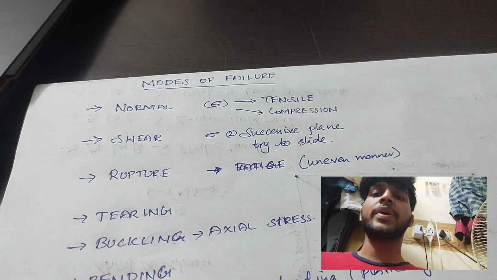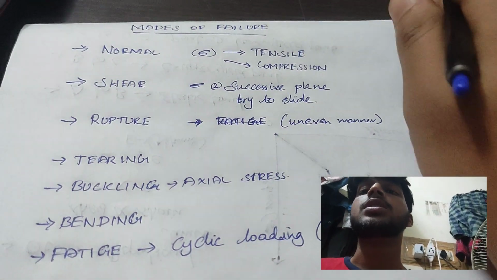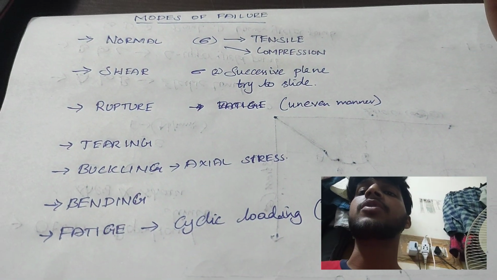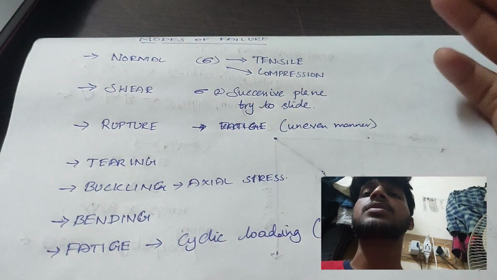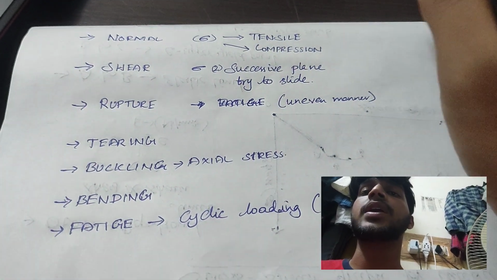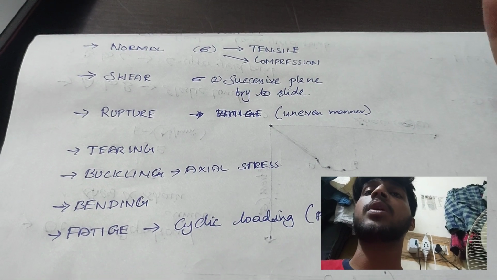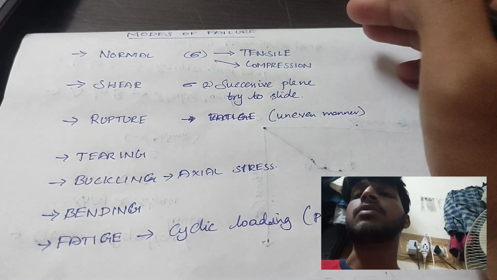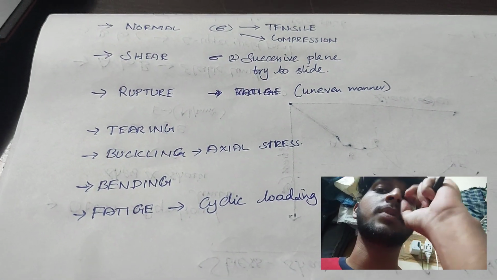Hello everyone. Today we are going to see modes of failure in design of machine elements. Generally, to get a successful material, we must study the modes of failure, or the possibility of failure, to avoid all those failures. In which there are generally seven types of failures that can be seen in the material.